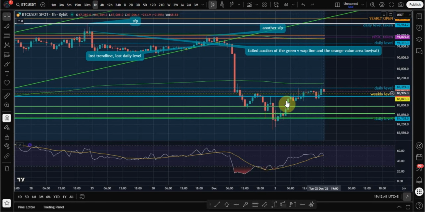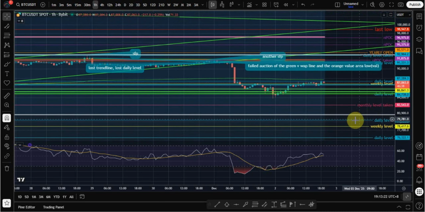If price can reclaim these levels here in the VWAP line, we should see a nice move up to 90,350 or the levels higher. If we get a SFP or FA at this VWAP level, then expect lower down to 79K levels.